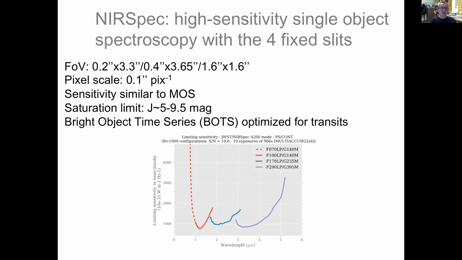But again, if you have only one object to observe, you better use one of those slits. So 0.2 by 3.3 is all those 3. There's a big one here, 1.6 by 1.6, which is actually the one used to do transit spectroscopy of exoplanets. Ideally you don't want to lose flux in your slit, so the larger the slit is, the better. And ideally, you don't want any slit at all.